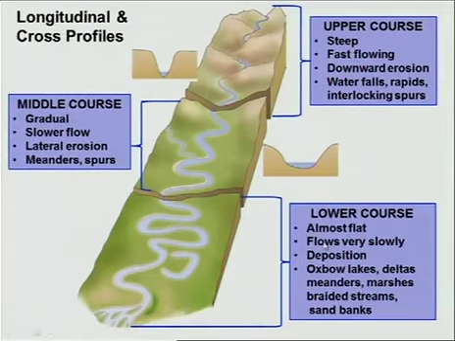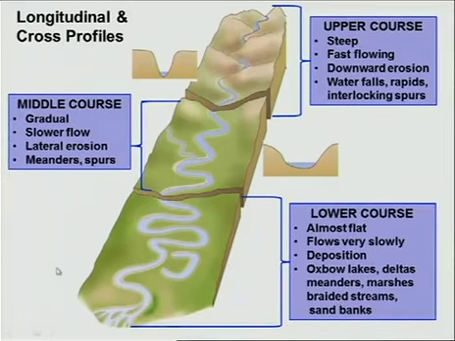It flows very slowly. Now what's happening here? The process we've got here is deposition. Why deposition? Because the water flows so slowly, it can't carry the weight of the stream load anymore. And what happens? It deposits it there. Therefore we get oxbow lakes, deltas, meanders, marshes, braided streams, and sandbanks.